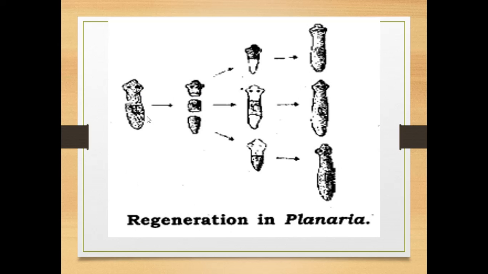Now here you can see regeneration in planaria. When they lose a body part, each body part will develop into a new planaria. Here in the picture, the planaria is cut into 3 pieces, and each body part grows back into a new organism. That is called regeneration in planaria.